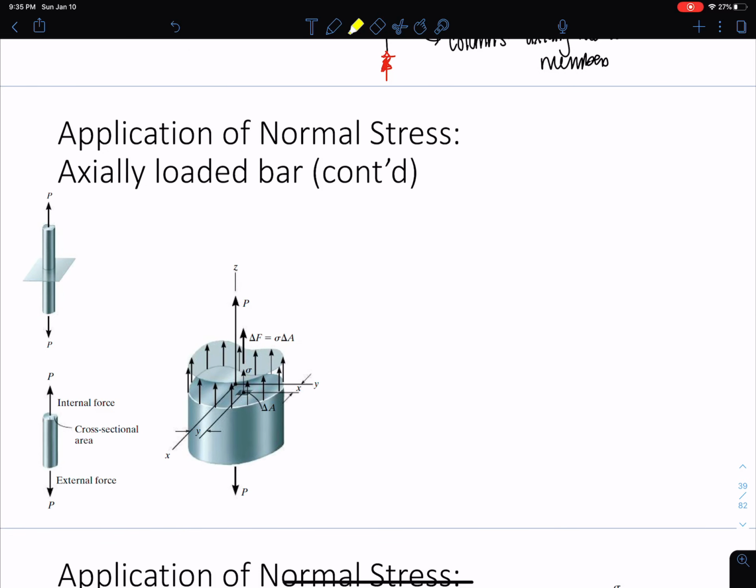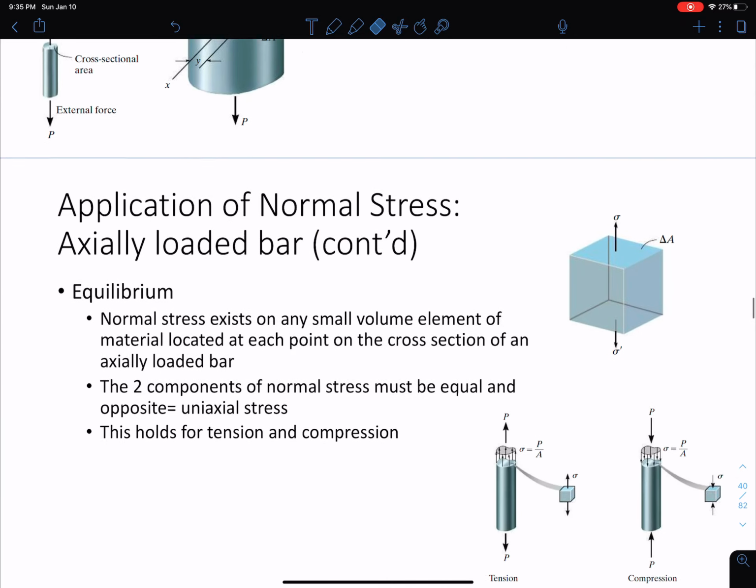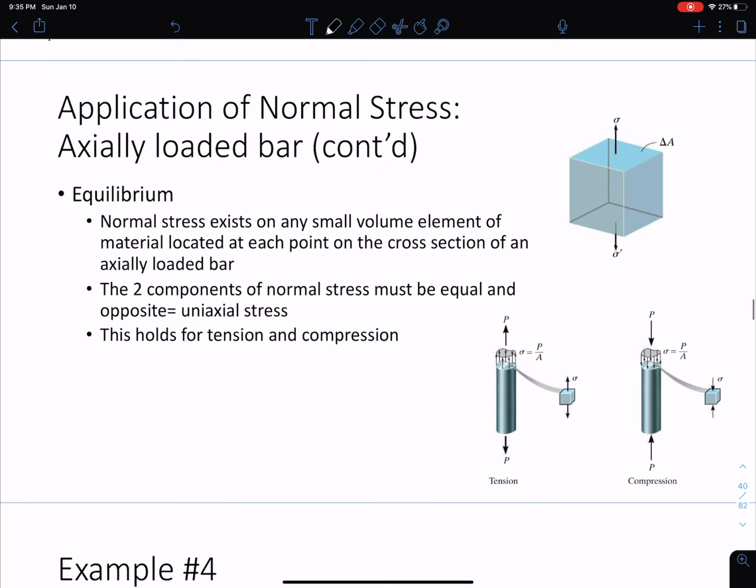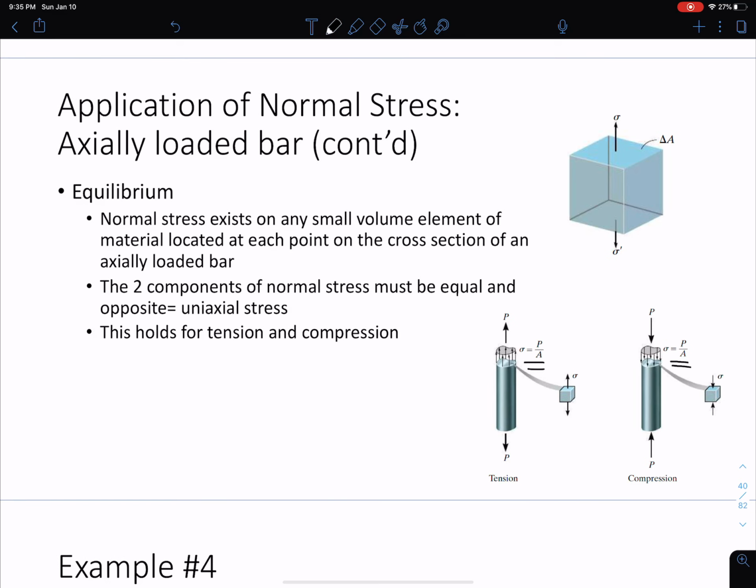All right, so application of normal stress in an axially loaded bar. I already showed you this derivation here, how we got this delta F equals sigma delta A. This is where I went through the integral and showed you basically that we end up with sigma equals P over A, and I told you what sigma, P, and A are. So I'll leave you with this book image here. I'm not going to write it again. But these two images actually show you the sigma equals P over A for both of these systems, one in tension and one in compression.